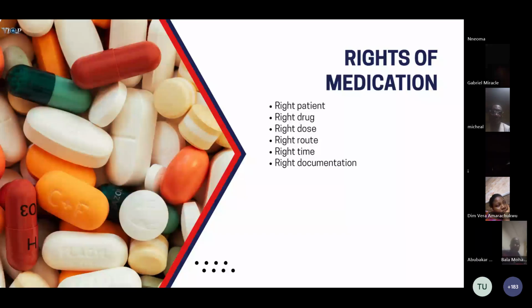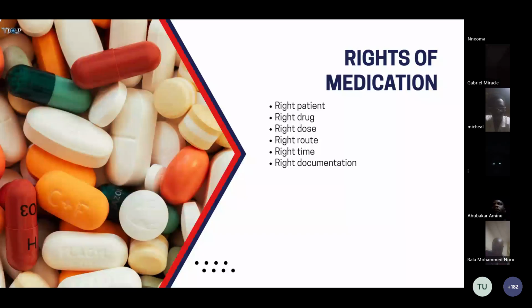So it's a 30 minutes interval, not too short. You ensure that you are giving the right drug at the right time. Now, the last but not least is right documentation. For everything that you do, please, if you are providing help as a first aider, ensure that you are writing everything down.